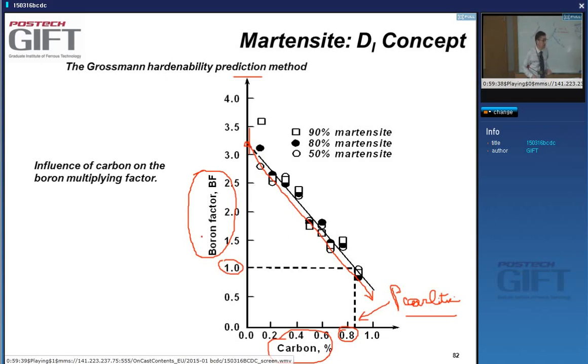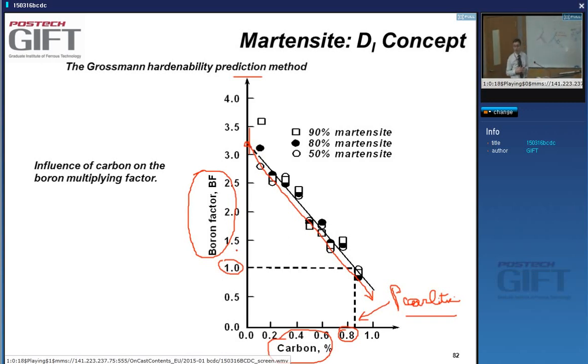So what's the reason? Well, when you add carbon, carbon and boron compete for these grain boundary segregation sites. If you have enough carbon, the boron will be replaced by carbon at the grain boundaries, and so you will again allow ferrite formation at the grain boundaries. And the hardening effect of boron will disappear.